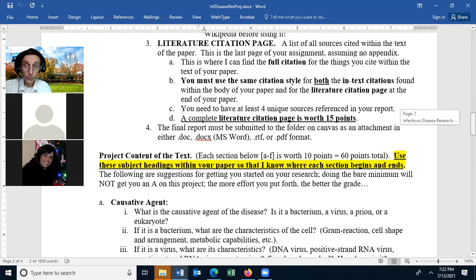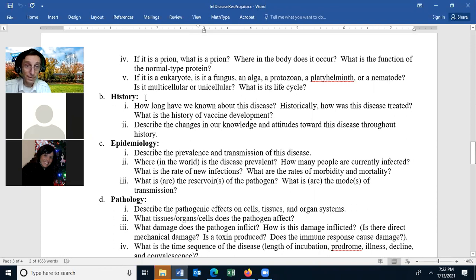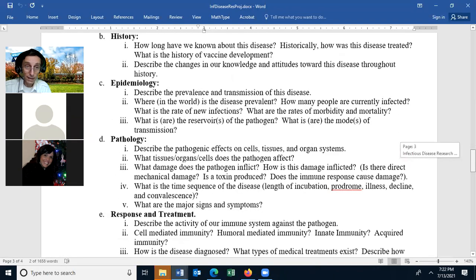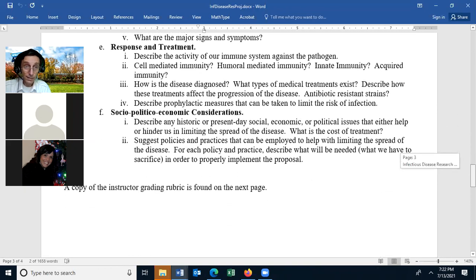All right, so you should have in the paper a heading talking about the causative agent and the different parts of the causative agent. You should have a heading discussing the history of that disease, a heading talking about the epidemiology of that disease, a heading talking about the pathology of that disease, a heading talking about the response and treatment of that disease, and a heading talking about socio, political, and economic considerations of that disease.